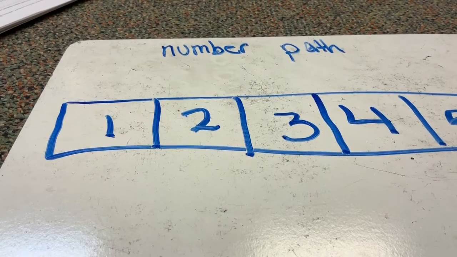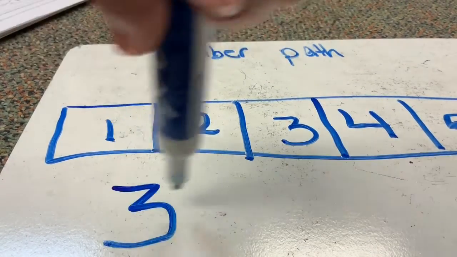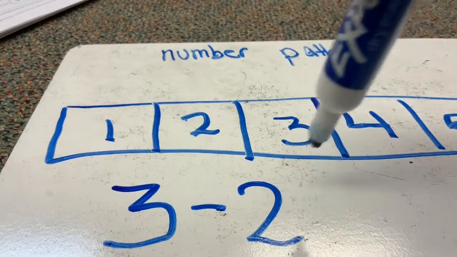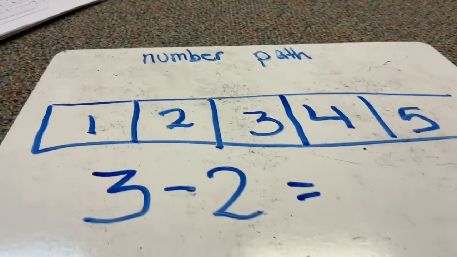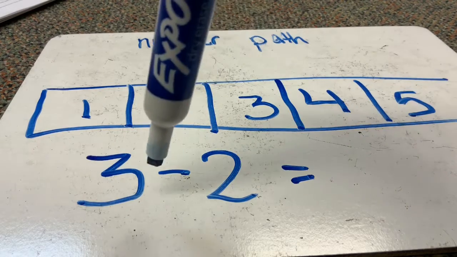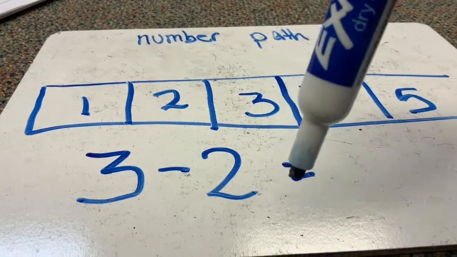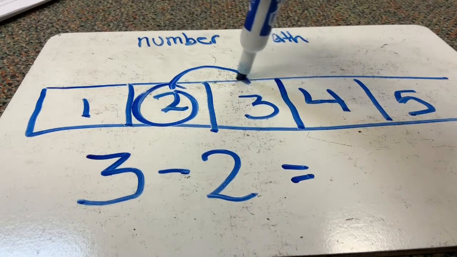One way to use a number path is to help you count on. So if I have the subtraction problem, 3 minus 2, one way I can solve that is actually by adding on. Remember that adding and subtracting are two sides of the same coin. They're connected, they're related, just like we practiced yesterday. So when I'm solving 3 minus 2, I'm actually solving 2 plus what will equal 3.